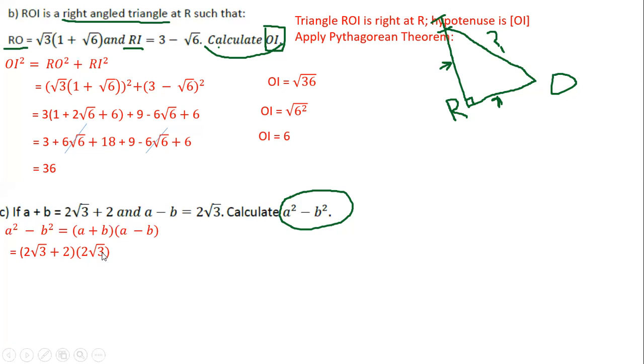Radical 3 times radical 3, radical 3 squared, means 3. 4 times 3 is 12. Plus 2 multiplied by 2 radical 3. 2 times 2 is 4, so 4 radical 3. So the answer is 12 plus 4 radical 3. This was the worksheet that we had for this week.